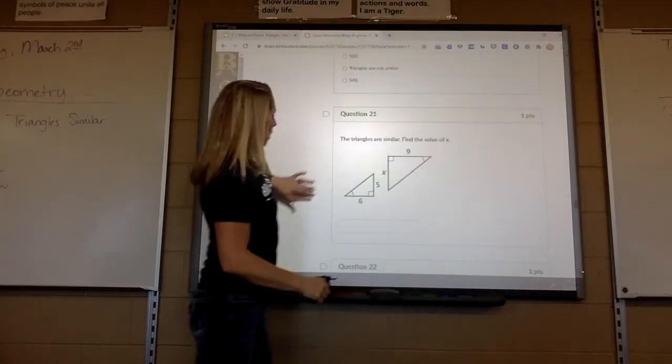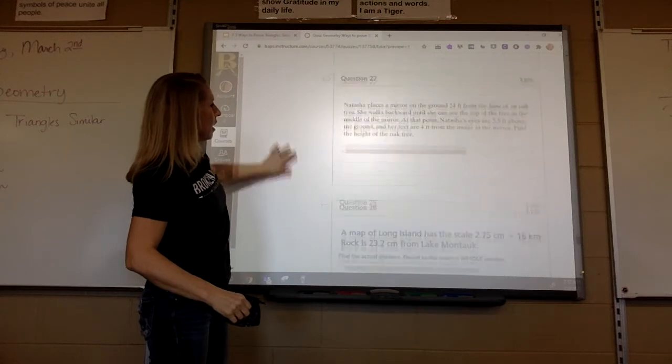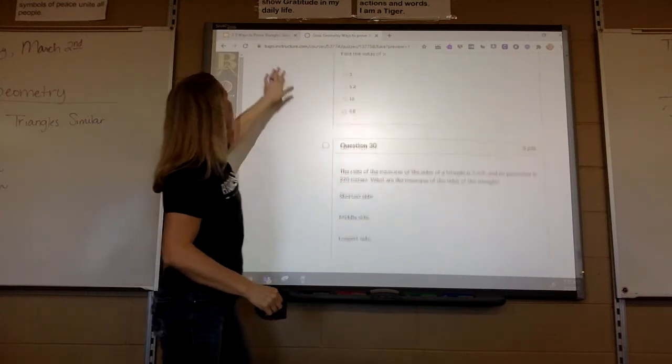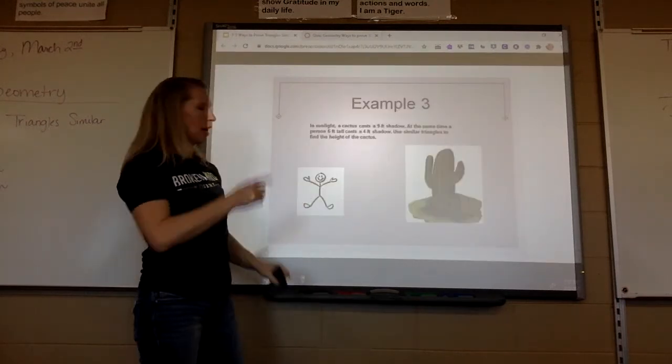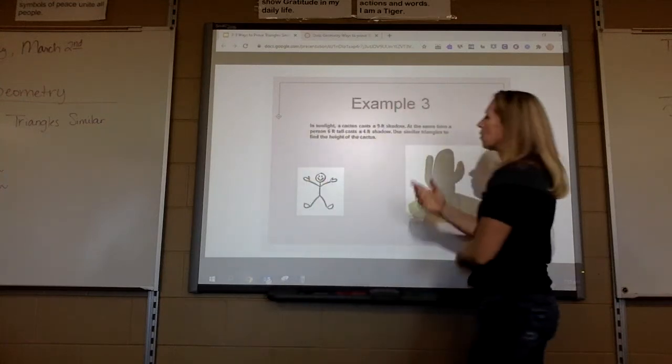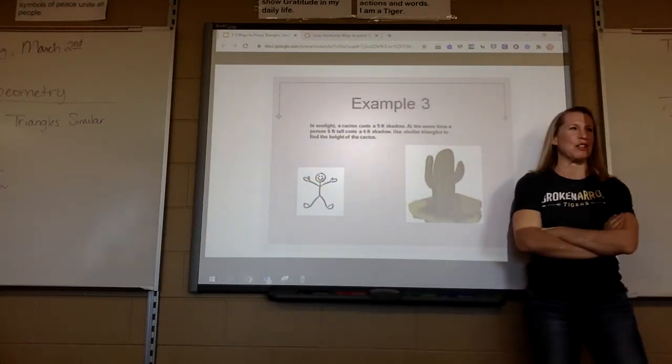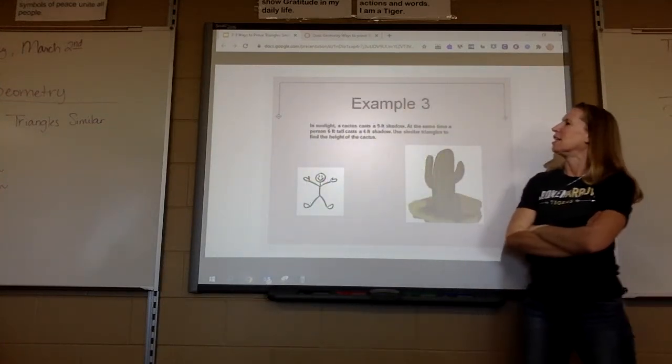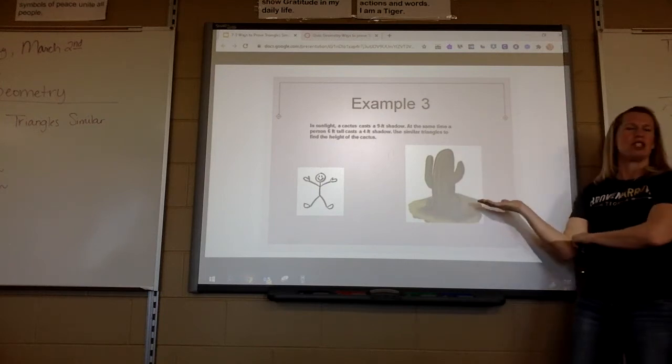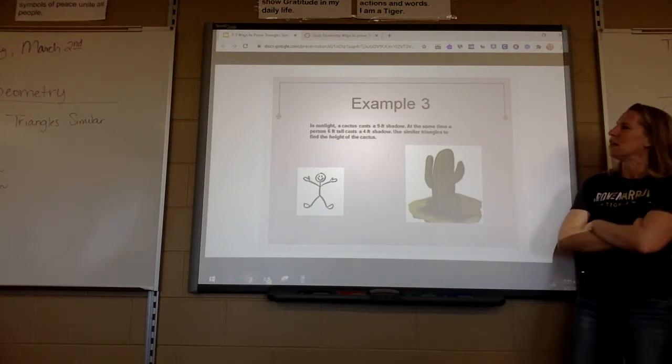Here, let me look at your assignment real quick. There are a couple of word problems, so let me look at these. On the word problems, I like to draw little pictures. So it says, in sunlight, a cactus. I just found a picture because I can't draw a cactus.